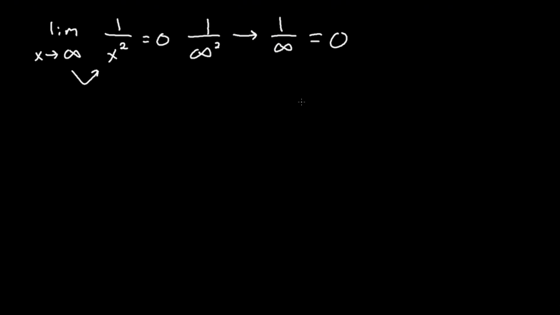So when the denominator has a greater exponential value than the numerator, so the bottom part of the fraction has a greater exponential value than the top part of the fraction, then your limit is equal to 0.